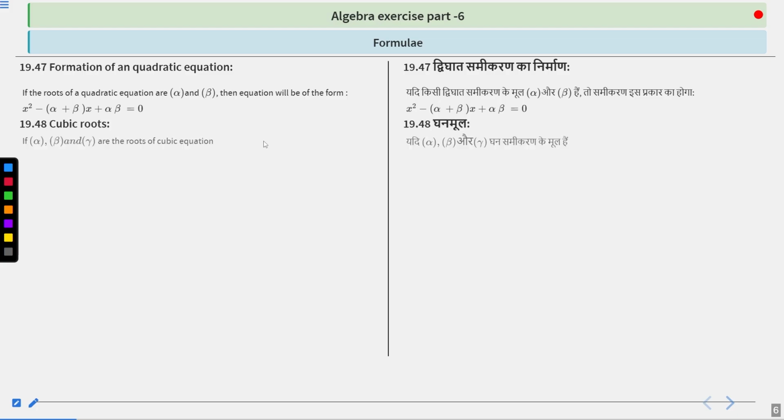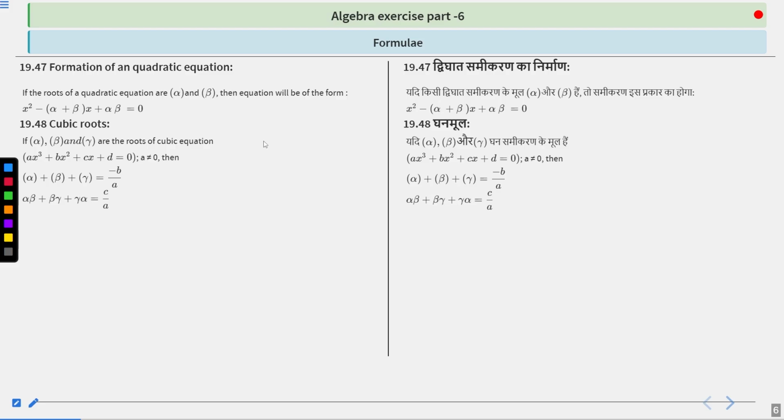Then we have cubic roots. If alpha, beta and gamma are the roots of cubic equation ax cube plus bx square plus cx plus d equal to 0 and a is not equal to 0, then alpha plus beta plus gamma is equal to minus b upon a. Alpha into beta plus beta into gamma plus gamma into alpha is equal to c upon a. And alpha into beta into gamma is equal to minus d upon a.